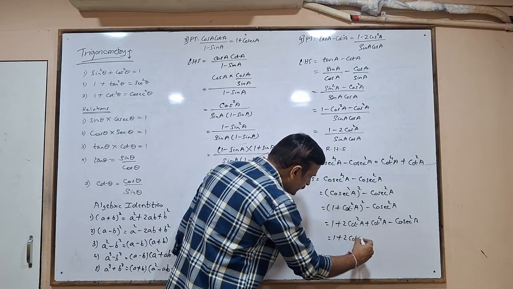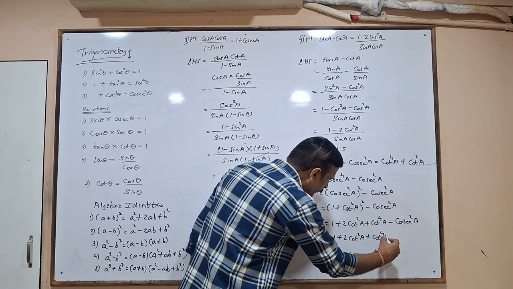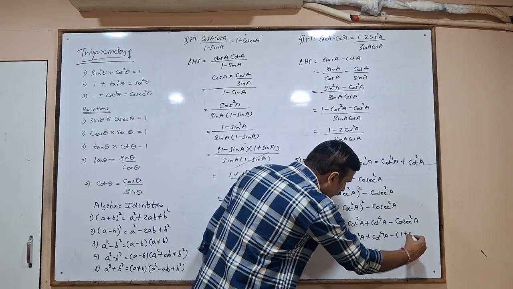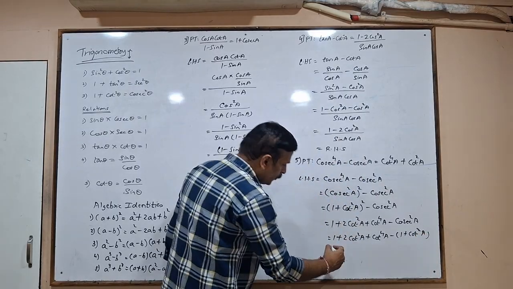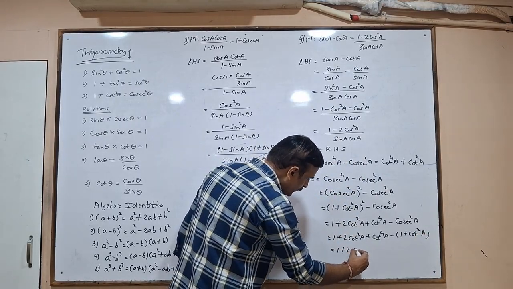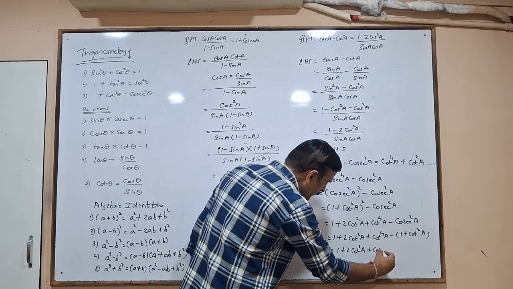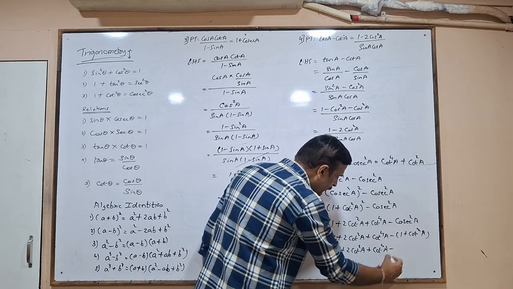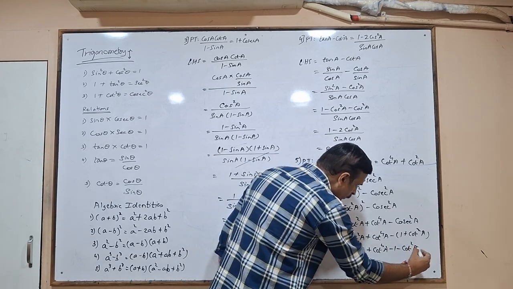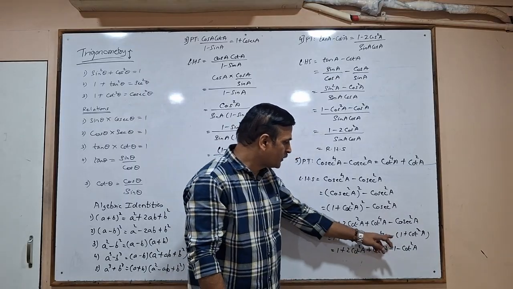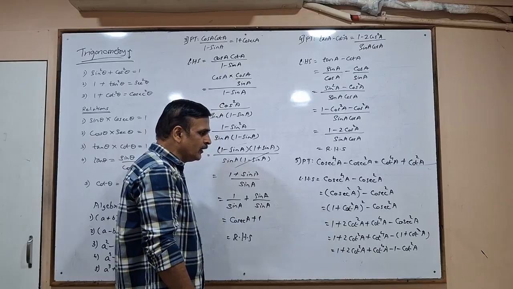1 plus 2 cot square A, plus cot raised to 4A, and minus (1 plus cot square A). Open the bracket: 1 plus 2 cot square A plus cot raised to 4A minus 1 minus cot square A. There is a negative sign. When you open the bracket, signs inside the bracket will change.